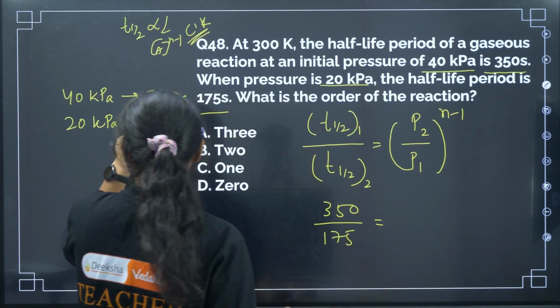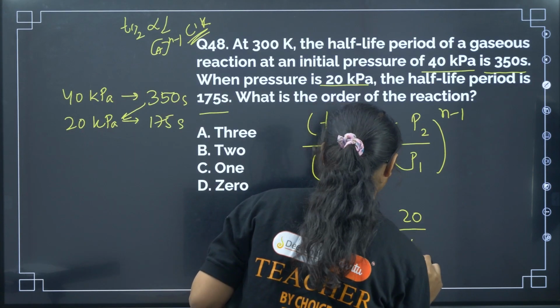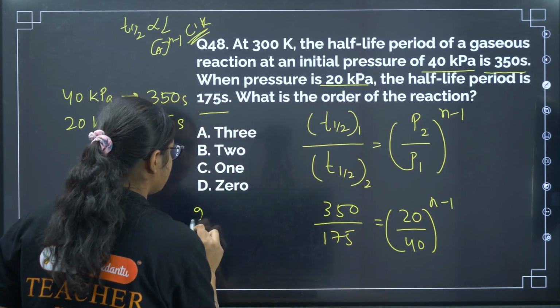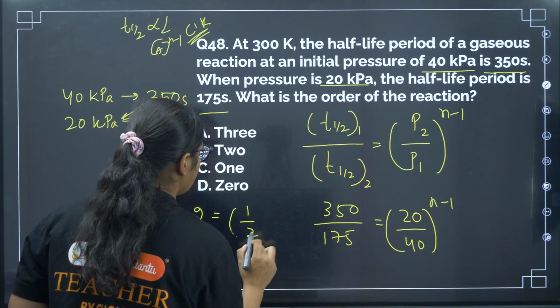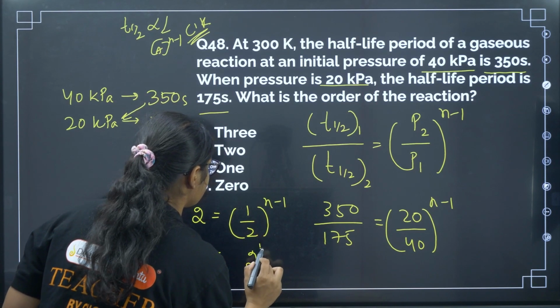This is equal to P2. Means with this one, P2 we have to put. That is 20 kilopascal by 40 kilopascal to the power of n minus 1. So now if you solve this, we'll get 2 and 1 by 2 to the power of n minus 1. So I can write 2 is equal to 2 to the power of 1 minus n.